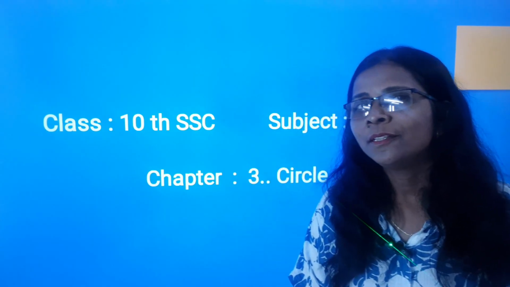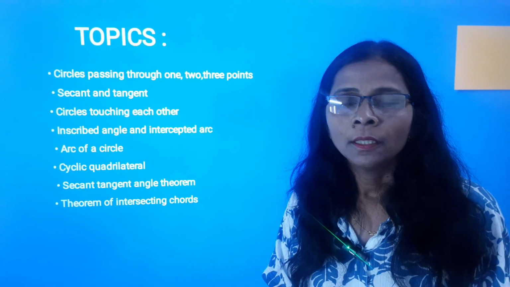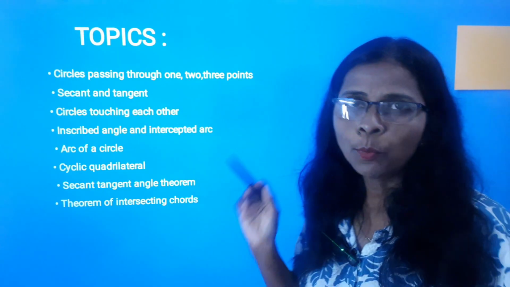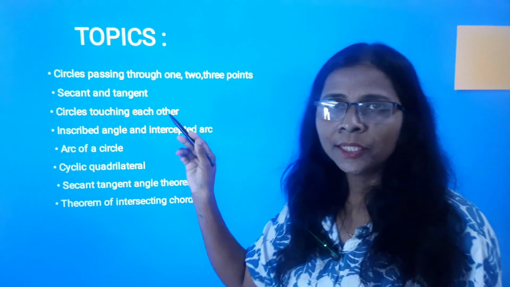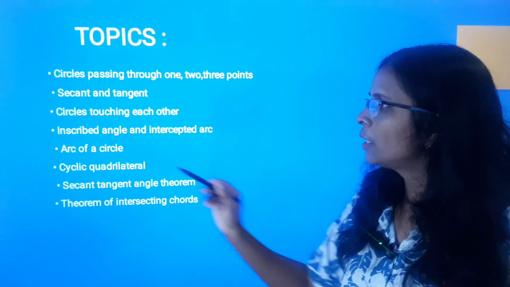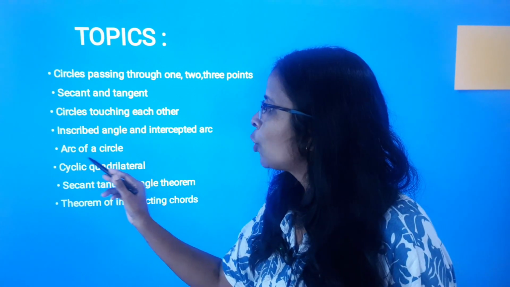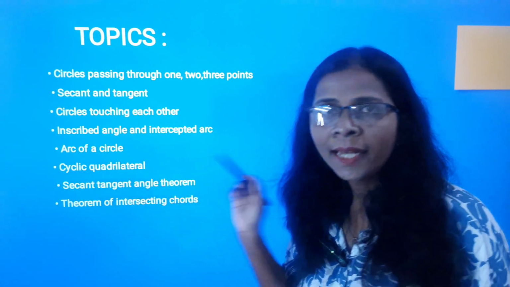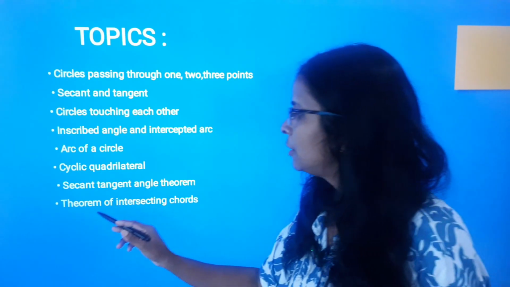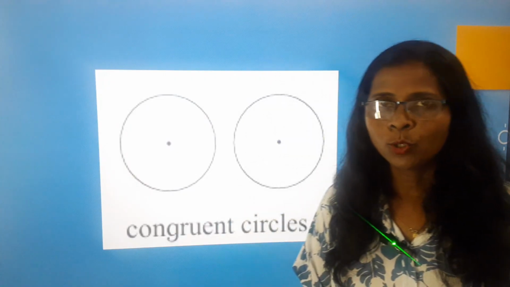Let us study the new chapter Circle. These are the topics included in the chapter Circle. First one is the circles passing through 1, 2, 3 points. Second one, secant and tangent. Third one, circles touching each other. Fourth one, inscribed angle and intersected arc. Then arc of a circle, cyclic quadrilateral, tangent angle theorem, and the last one is the theorem of intersecting chords. So we can draw the different types of circles.